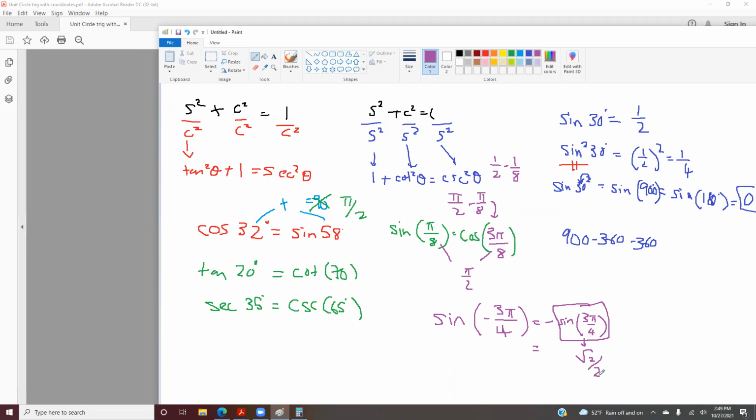But what happens to your negative? You just keep it. So this is your answer. Okay, so the negative, you just drop it down in front. You guys all right here?